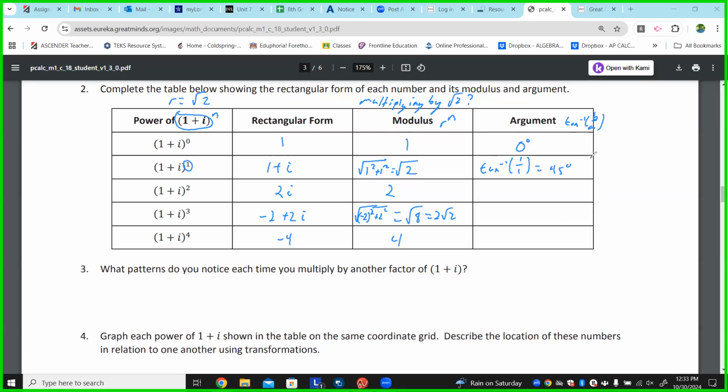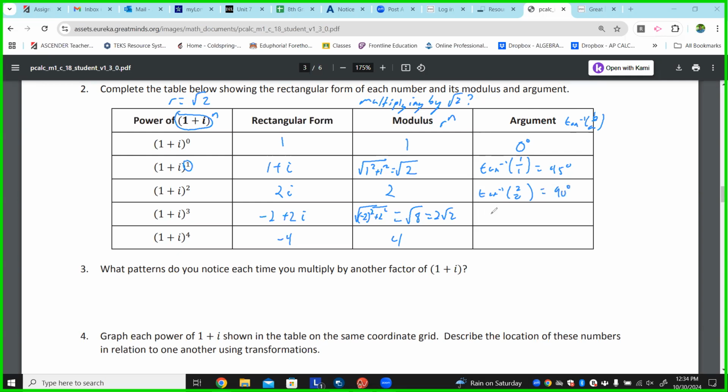Okay. So this is 45 degrees. And since I'm in quadrant 1, did I have to do anything? No. All right. What would then be the argument of tan inverse of 2 over 0? That would give you undefined. But then the imaginary part is positive. My answer will instantly be 90 degrees.